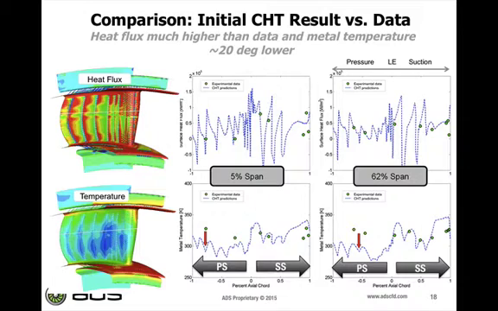This is something on the order of 20 or 25 Kelvin, which, if you're familiar with turbine durability, is a huge number in terms of the lifespan of a metal part, especially for the hot section of the turbine. So this was kind of bizarre to us. Why is the suction side looking so good? The pressure side is looking so bad.